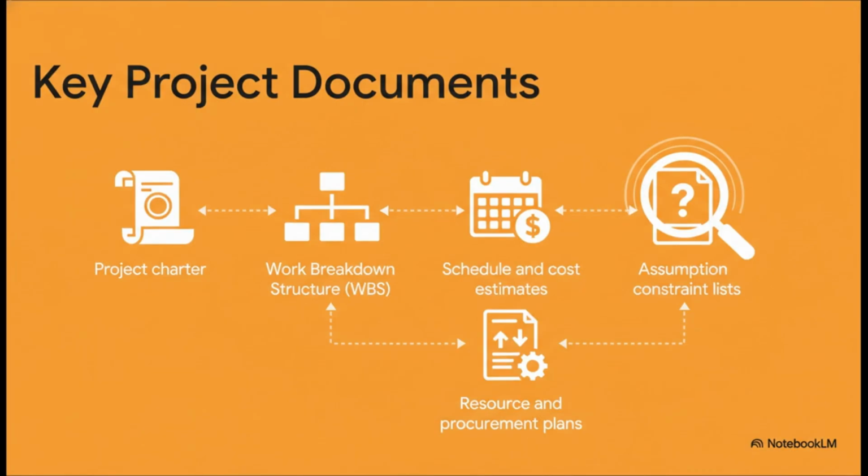All right, let's get into the specifics. You've got your project charter. That tells you the why behind the whole project. Then there's the work breakdown structure, or WBS. Think of that like a detailed map of the entire project, broken down into smaller, more manageable pieces. Your schedule and cost estimates? Those are like treasure maps that can point right to potential overruns. And the assumption list? That's a total goldmine, because every single assumption you make is a potential risk if it turns out to be wrong.